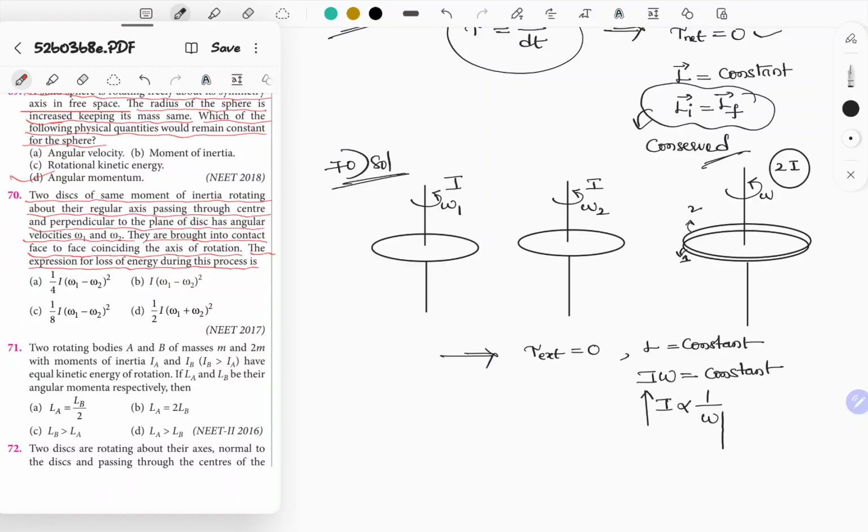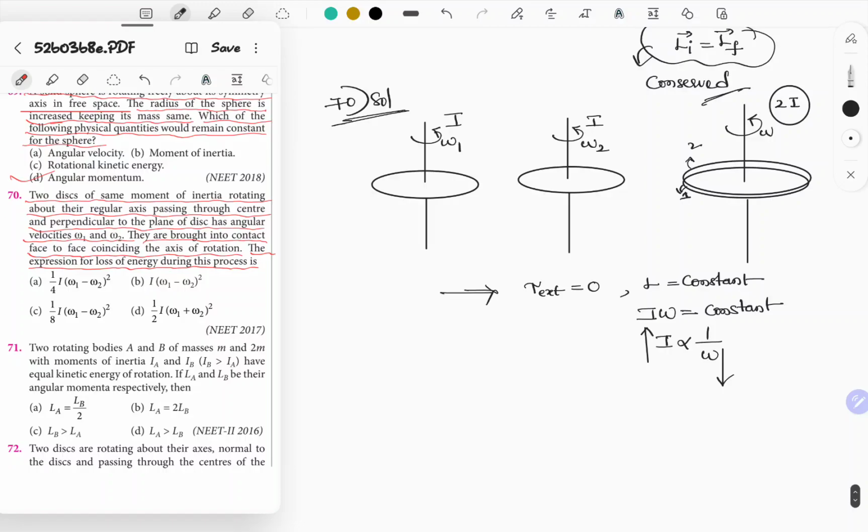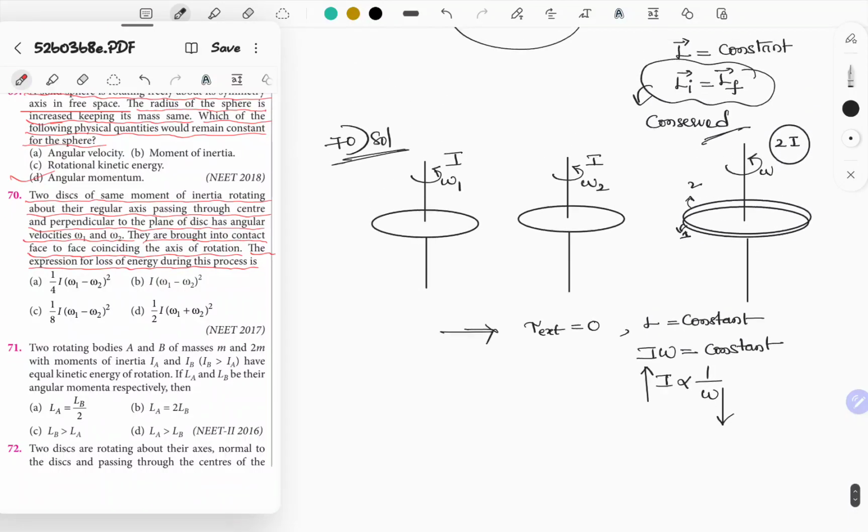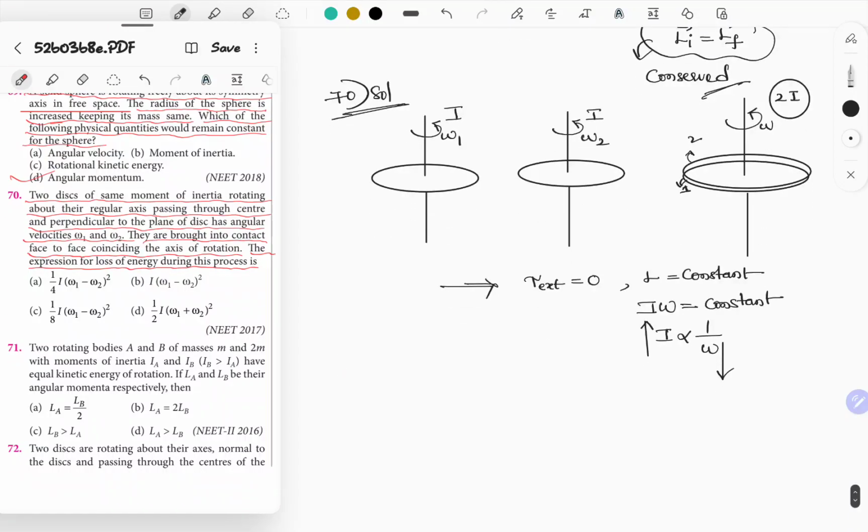Then what happens to angular velocity? Angular velocity decreases. That is the reason they are asking for the loss in kinetic energy. They are saying loss in energy as they are rotating. What kind of energy will they be having? Kinetic energy only.